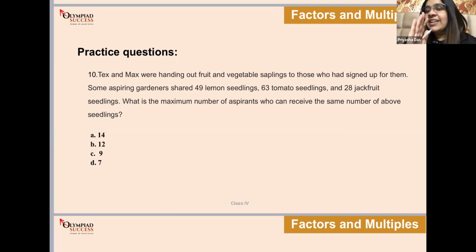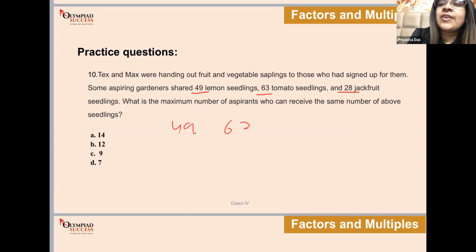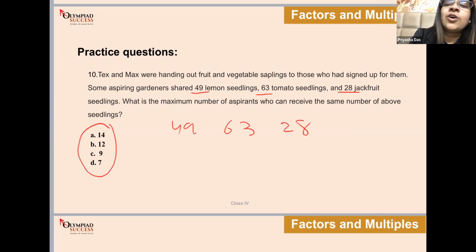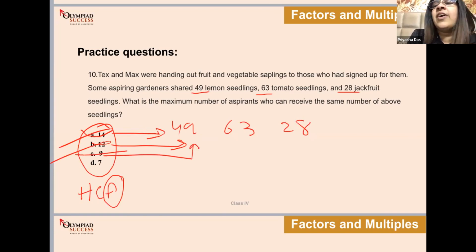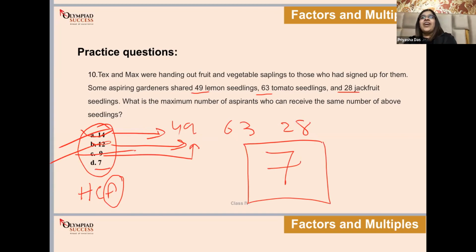Tex and Max were handling out fruit and vegetable saplings. I'll not read the story because I don't want to waste my time. I have 3 numbers 49, 63, 28. I have the options which are smaller than this. So I'll find out the HCF. That is the factor. 14 is not dividing these numbers, so it's gone. 12 is not dividing these numbers, so it's gone. 9 is not dividing this number, so it's gone. And therefore, we have our ultimate winner, number 7.